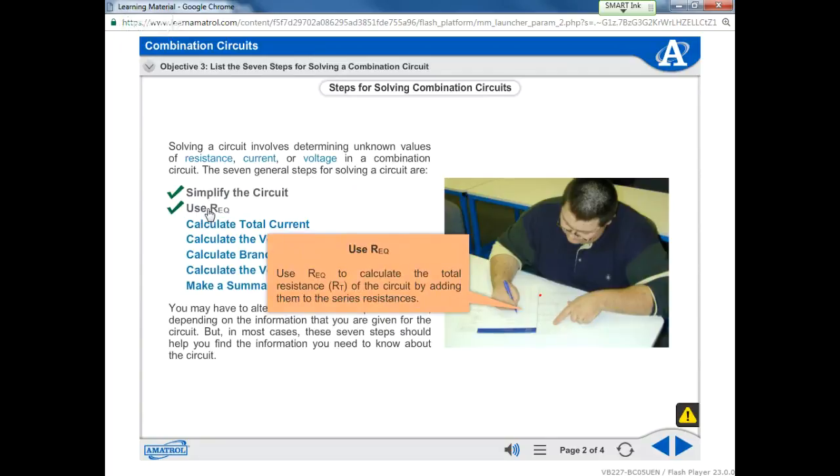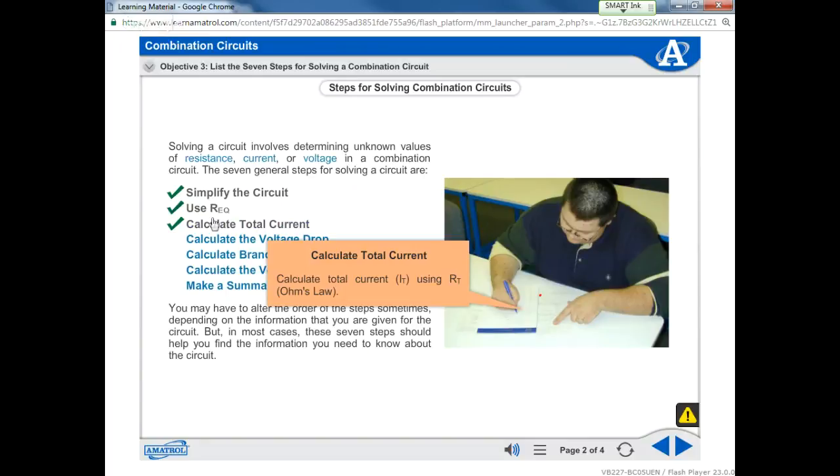Use R sub EQ to calculate the total resistance, or R sub T, of the circuit by adding them to the series resistances. Are you with me there? How do we calculate resistance in series? Add them up. All right, so we're going to use that REQ as a stand-in and simply add it to the rest of the circuit.